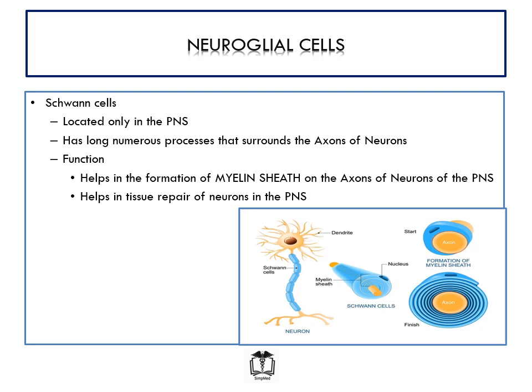And they are found in the PNS also for the purpose of repair. In the same way that astrocytes help in repairing structures of the central nervous system whenever there's damage, Schwann cells are also involved in repairing neurons in the peripheral nervous system whenever there's damage.